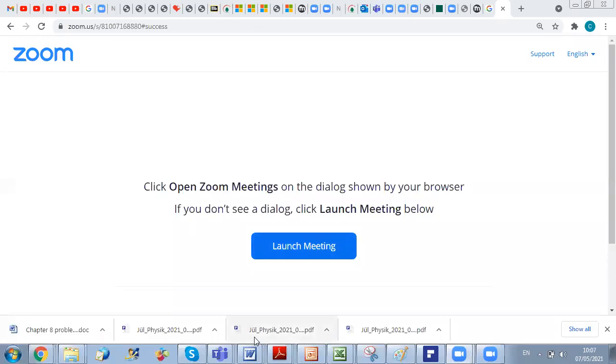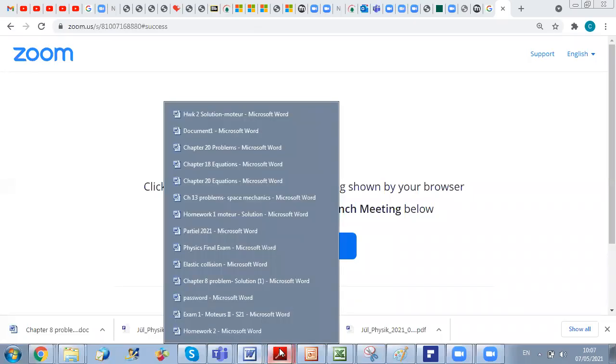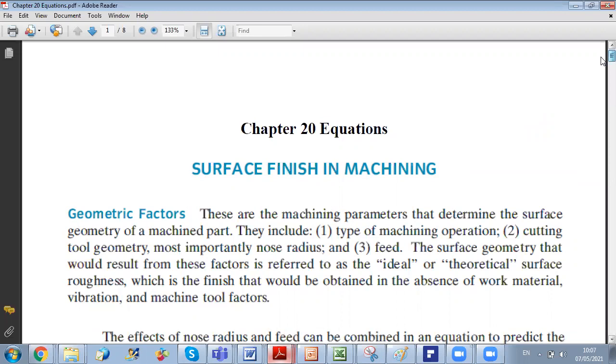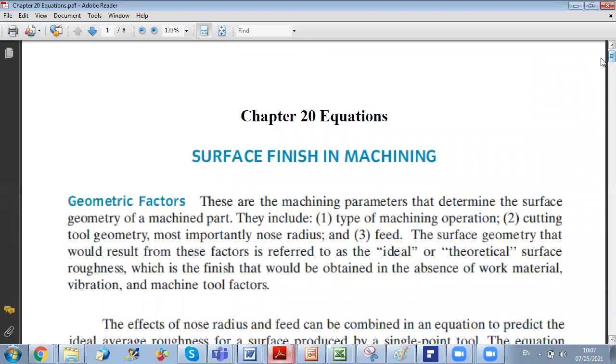Go over first the equations of chapter 20, then we will do problems on it. To start with the equations, in this chapter we will go over surface finish in machining, and mainly geometric factors will affect a lot the surface finish. Geometric factors constitute the machining parameters that will determine the surface geometry of a machined part. They include the type of machining operation, the cutting tool geometry, the nose radius, mainly the nose radius and feed.